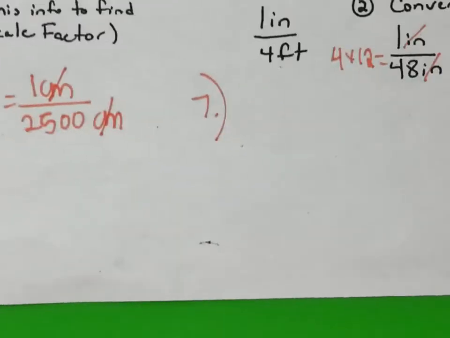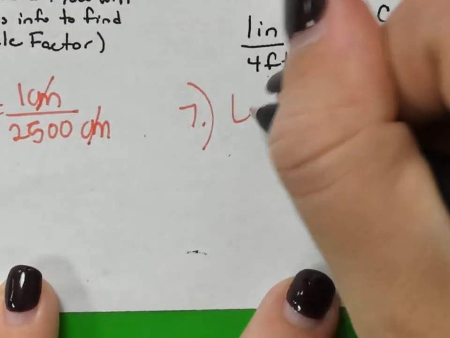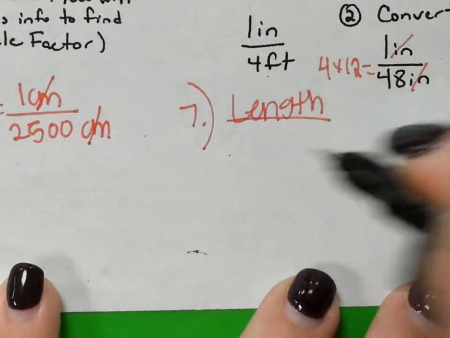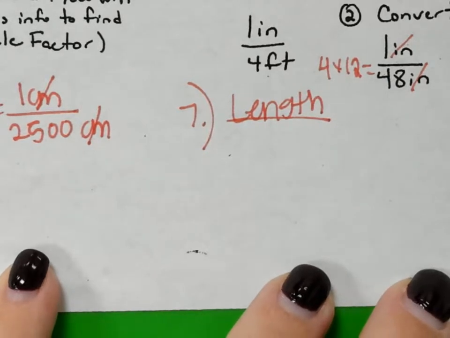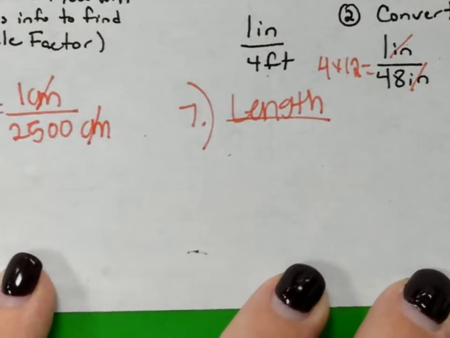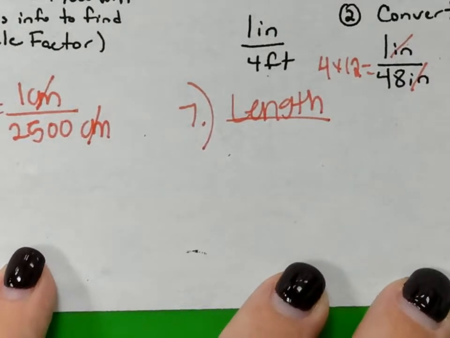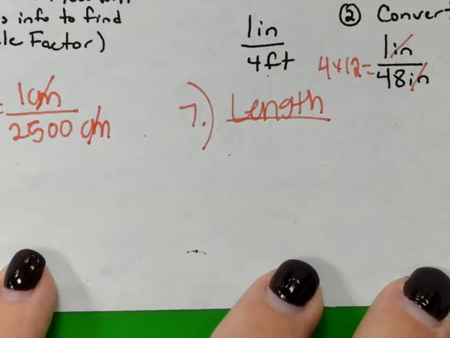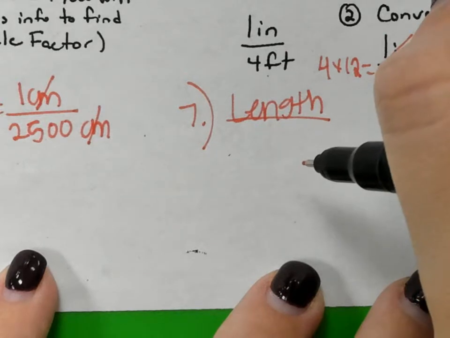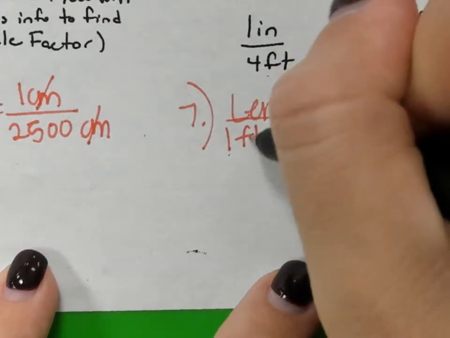All right, number 7. First thing I want to do is find the length. So I need to set up a proportion. So it says that the flag is 5 feet wide and the scale is 2 inches equals 1 foot. So how do I write a proportion for that? What's that first ratio going to be? What's my first ratio, Dominique? 1 foot over 2 inches. Okay. You want to do 1 foot over 2 inches?